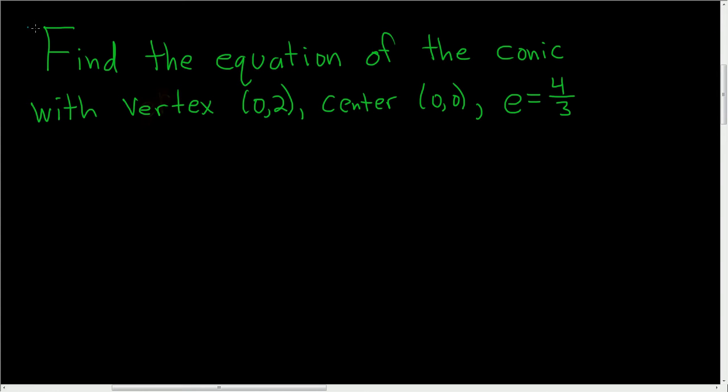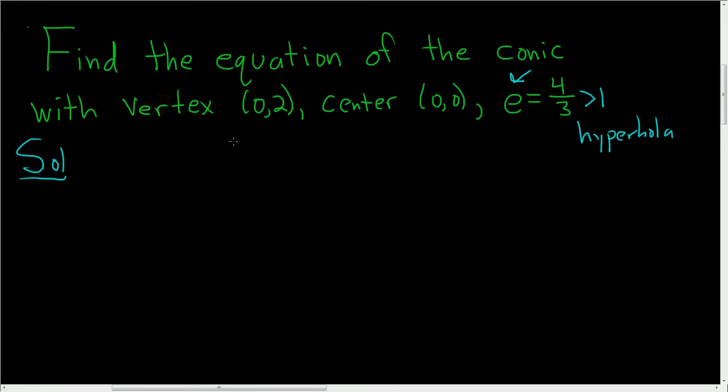Find the equation of the conic with vertex (0, 2), center (0, 0), and eccentricity, denoted by e, equal to 4/3. Solution. In this problem, we have an eccentricity of 4/3, and that's bigger than 1. Whenever this happens, you're going to have a hyperbola. So we have a hyperbola, and that's because the eccentricity is bigger than 1.